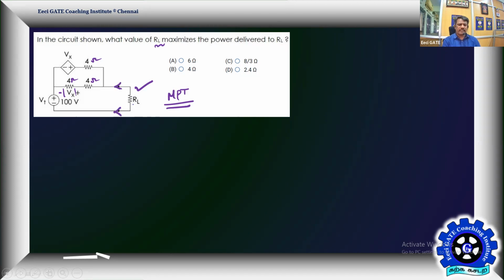Disconnect your RL from the circuit. Then between the two terminals, you simply convert this into VThevenin and RThevenin. Then it is going to become a single source VThevenin and single resistance RThevenin. Then you will connect RL. That's a variable now. So this is RL. You need to set the value of RL for RThevenin so that MPT, maximum power transfer, takes place.